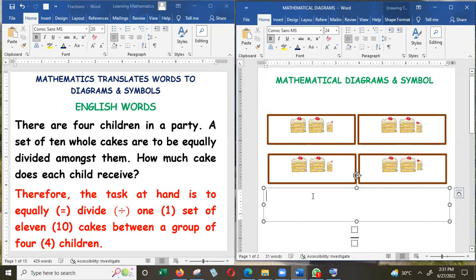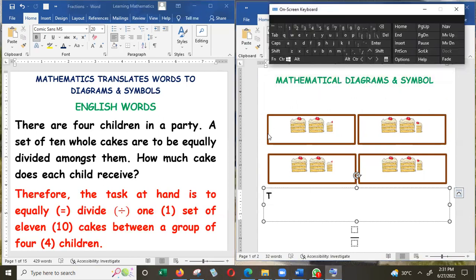Okay, so we can conclude, therefore, each child received 2.5 cakes.